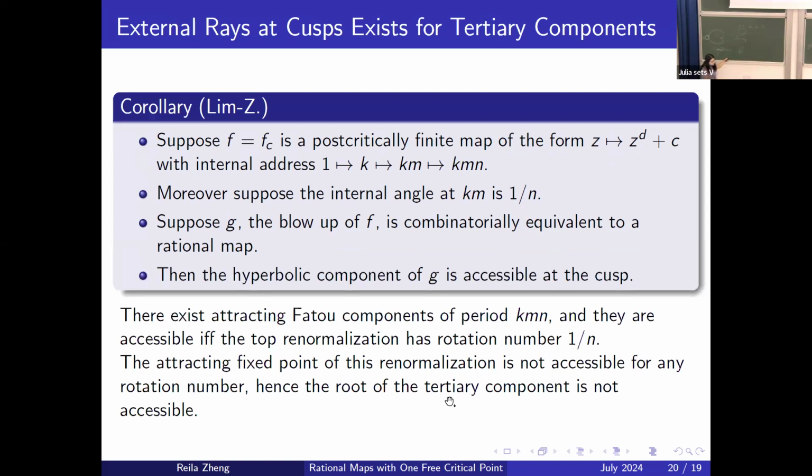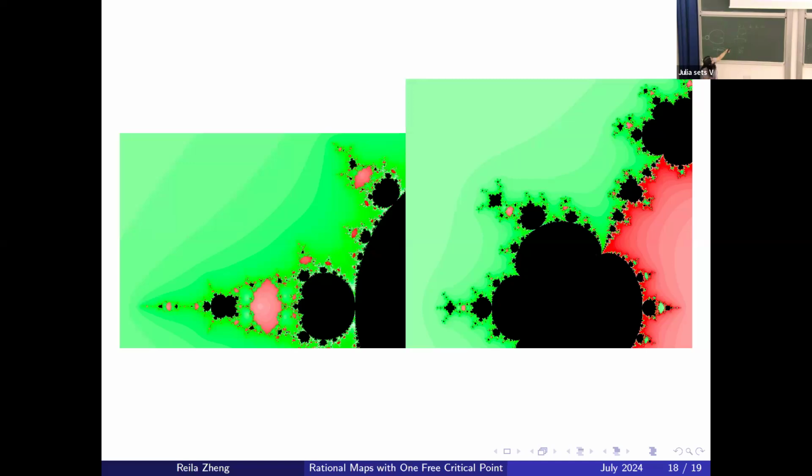So the point is, if you look at these components, for the tertiary components, that would be this component here and this component here and so forth. Only the ones where your rotation number from the previous component is of the form 1/n, like 1/2, 1/3, and so forth. Only for these ones do you have the rays at the cusp exist. Oh, sorry, the ones should be like this. Yeah, so I think I'm going to stop here.